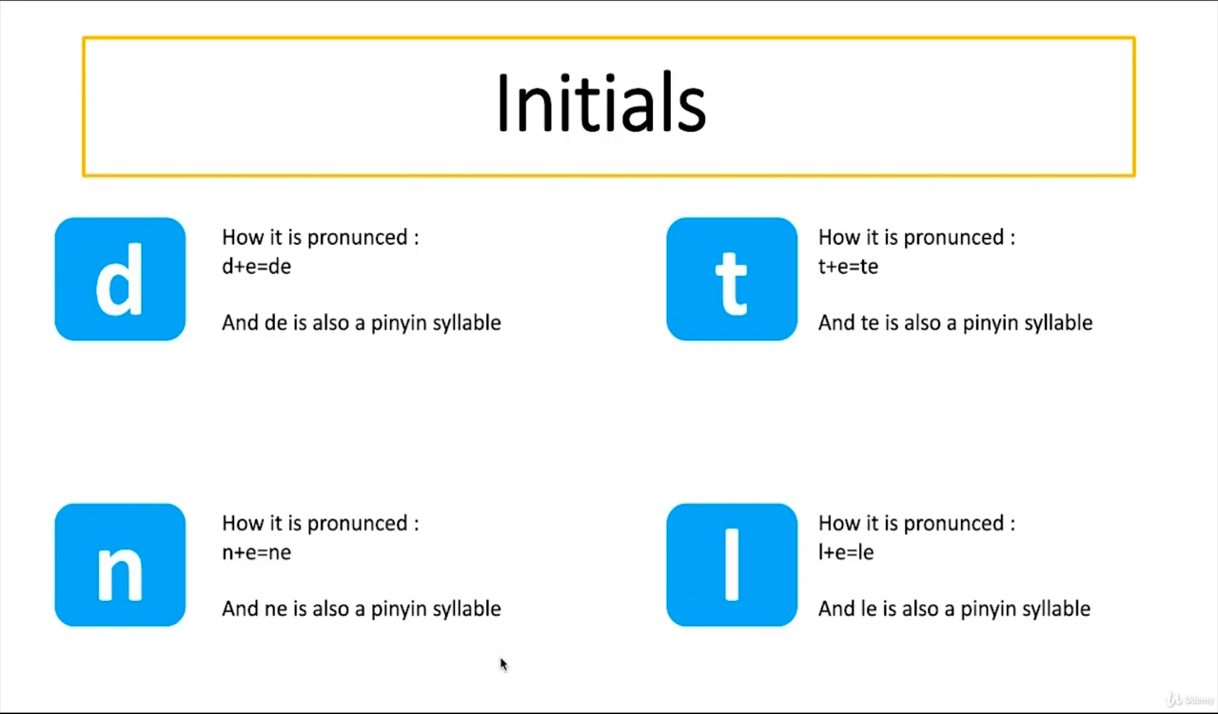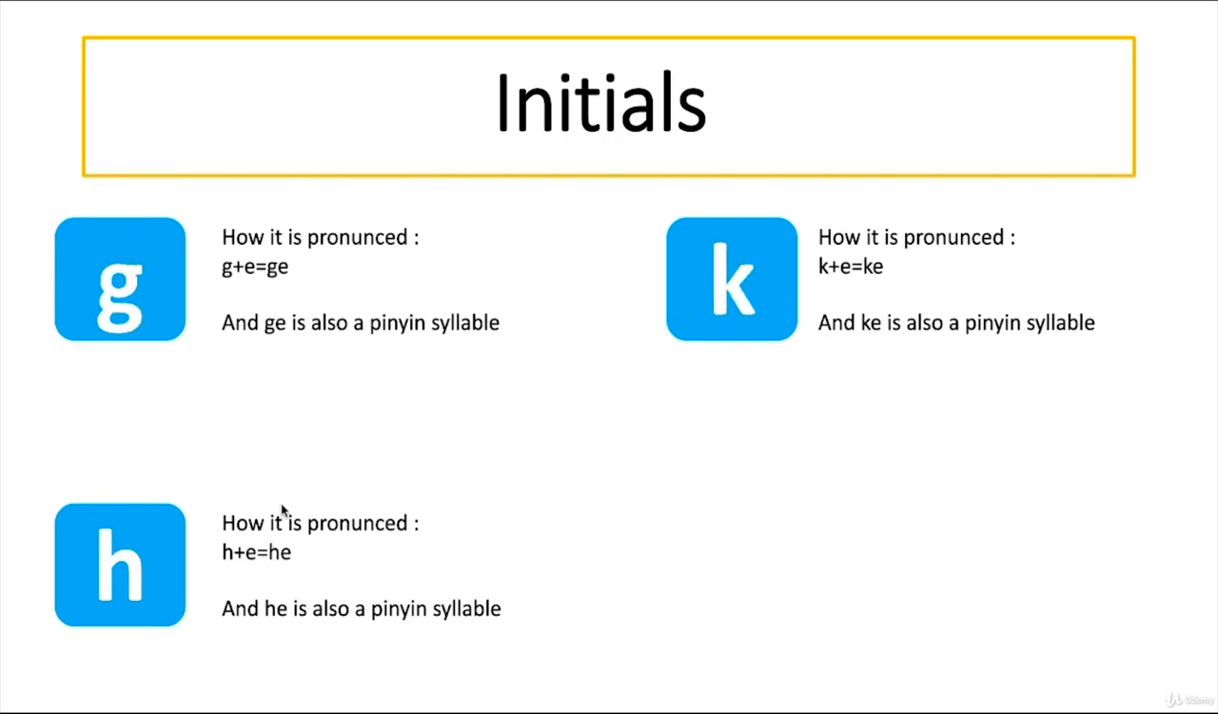The rest three can't. So here, when we read them in Chinese, most of the time we will combine them with E sound. The first one will go as de, de, te, te, ne, ne, le, le.